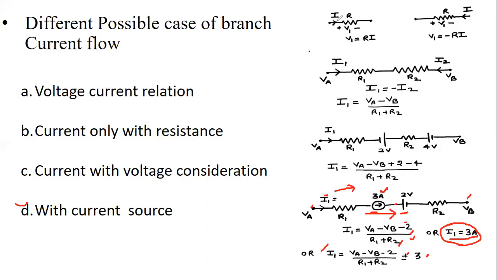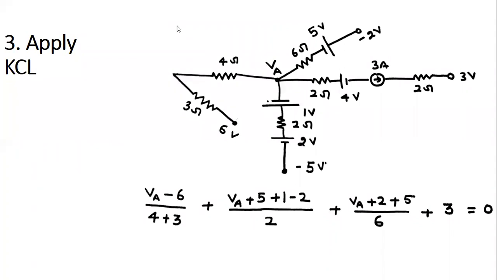Okay, so these are possible cases of a branch. First is selection of node. Second is assumption of node voltage. And third, very important, is to apply the KCL. KCL says incoming current equals outgoing current. But when you apply the KCL, just assume the currents at a particular node are leaving that node. Just assume outgoing current, take the algebraic sum of all the currents and make it equal to 0.